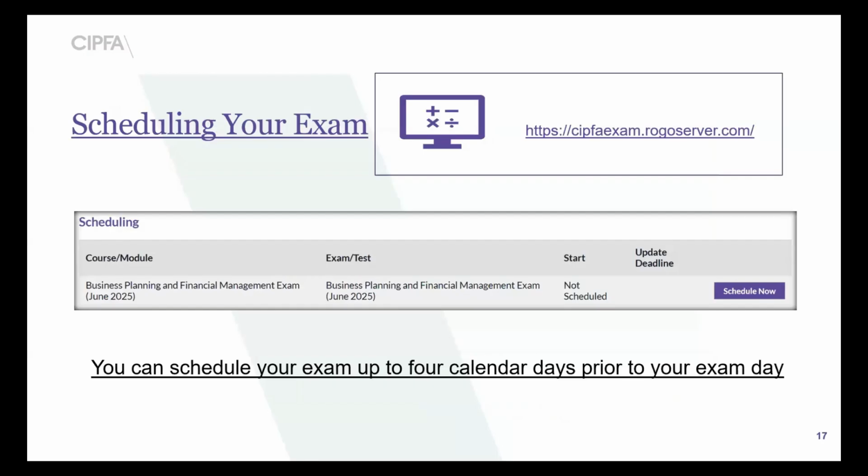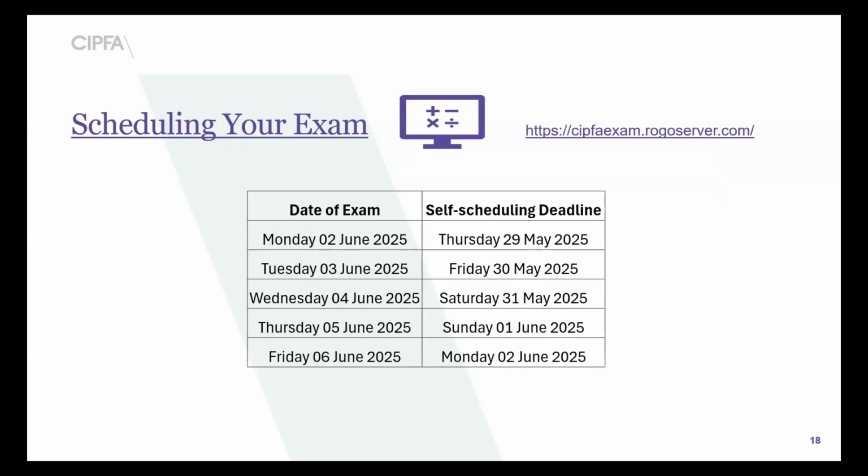So in terms of scheduling your exam, obviously students can self-schedule. We don't give you the times specifically when you have to take your exam. So you can self-schedule. This can be done up to 4 calendar days beforehand. So just here, just for information, these are the self-scheduling deadlines.